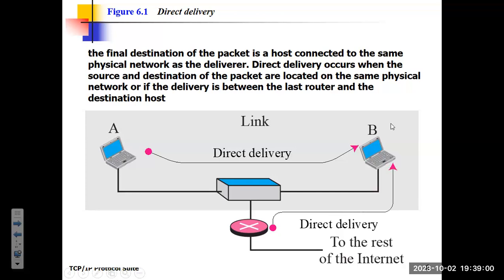What's the second case? When you're trying to deliver something from the last router. That data is coming from the internet, from somewhere. It's going to the router, and that's the last router. It's going from the router to the destination host. So that's also called direct connection. So how many cases are there for direct connection? Two. Either direct from A to B or from the last router to the destination.